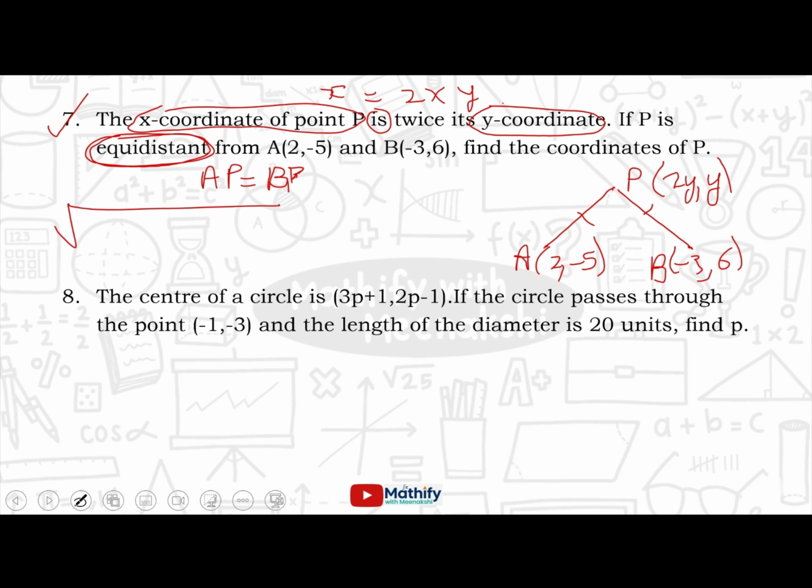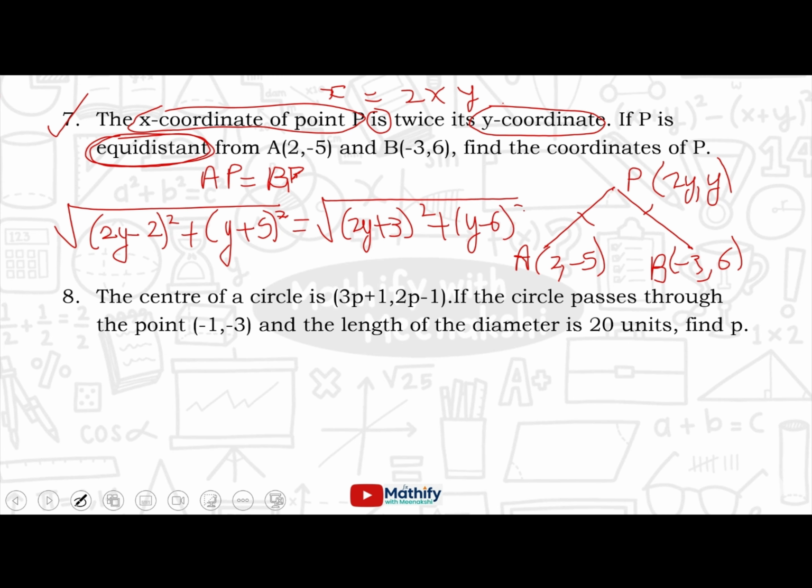What is my AP? That means (2y minus 2) whole square plus (y minus minus 5), that becomes y plus 5 whole square, is equal to, just do this side now, (2y minus minus 3), that becomes (2y plus 3) whole square plus (y minus 6) square. Whenever the question is of equidistant and you have square root on both sides, just take the square on both sides. Then you are rid of the square root. Simply take the square now.